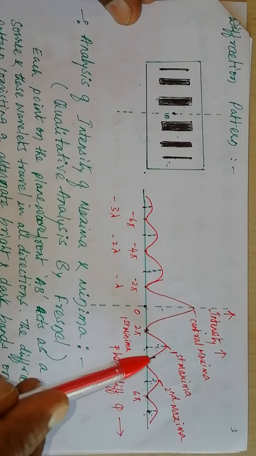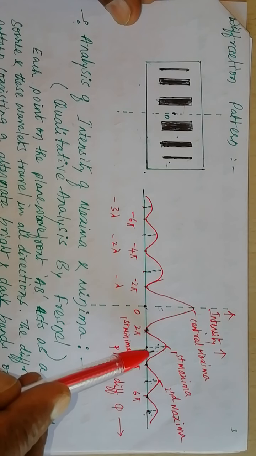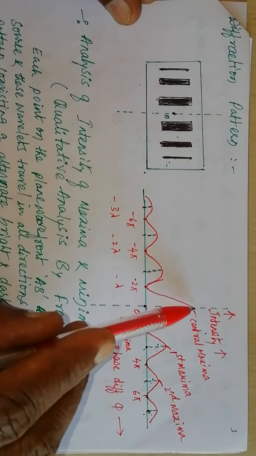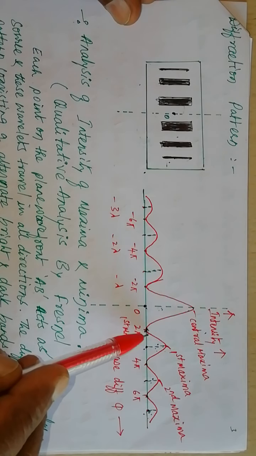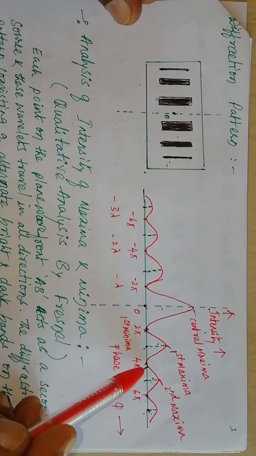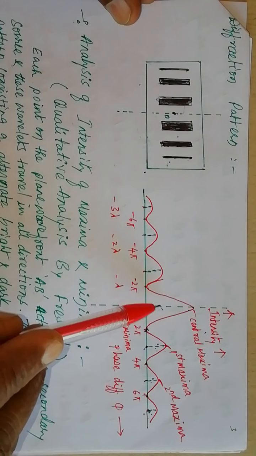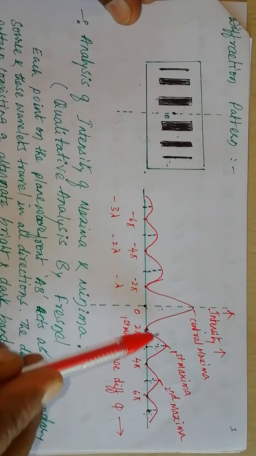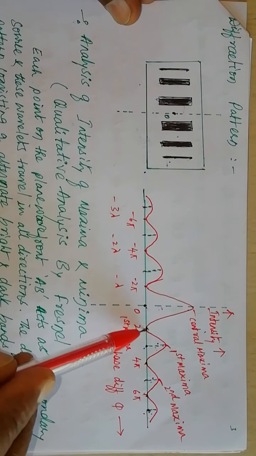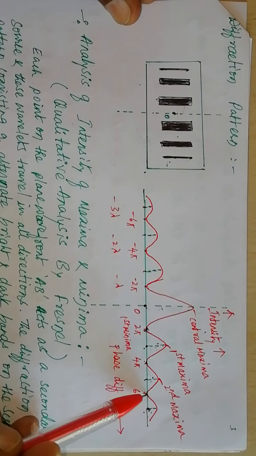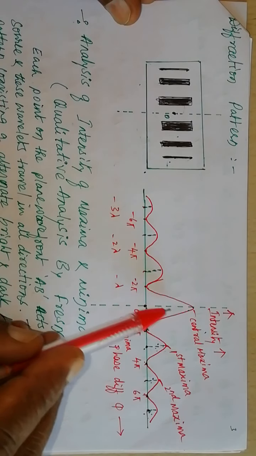The intensity of the secondary maxima also goes on decreasing. This is the central maxima, first secondary maxima, second secondary maxima. This is the third secondary maxima. In between two successive maxima, there are minima. This is the first minima, second secondary minima, third secondary minima.